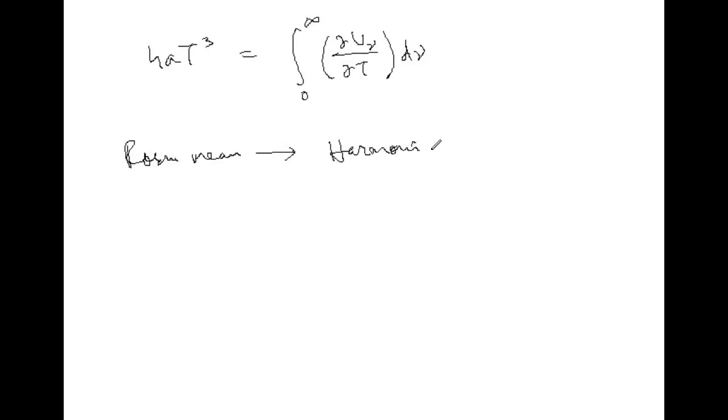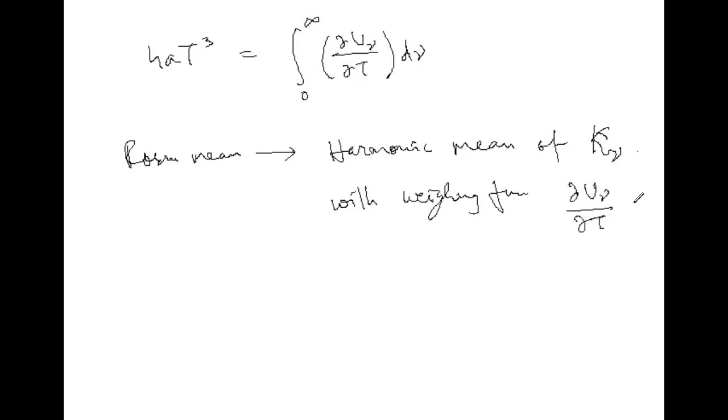Remember arithmetic progression, geometric progression, arithmetic mean, geometric mean. So this is basically harmonic mean of k nu, with weighing function del u nu del t. Okay. Note that this weighing function has a maximum at h nu of the order of 4 kBT. You can do this yourself.